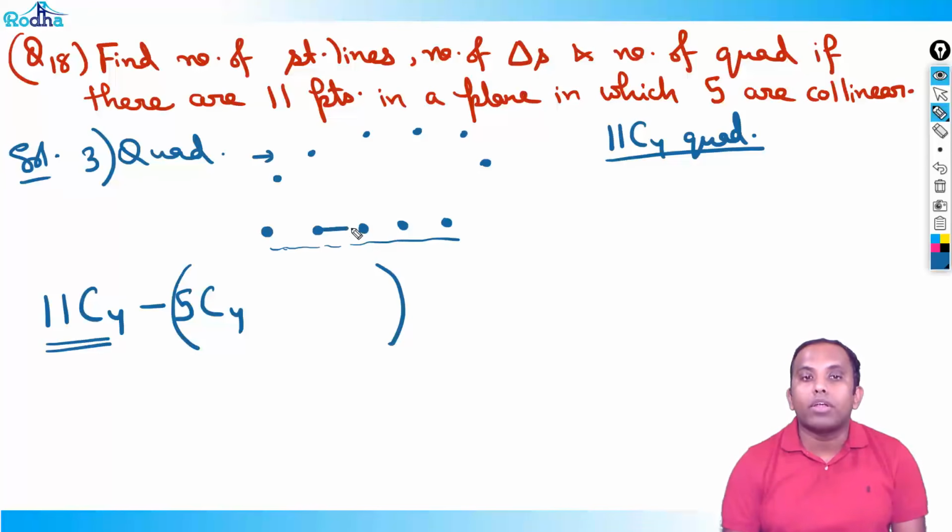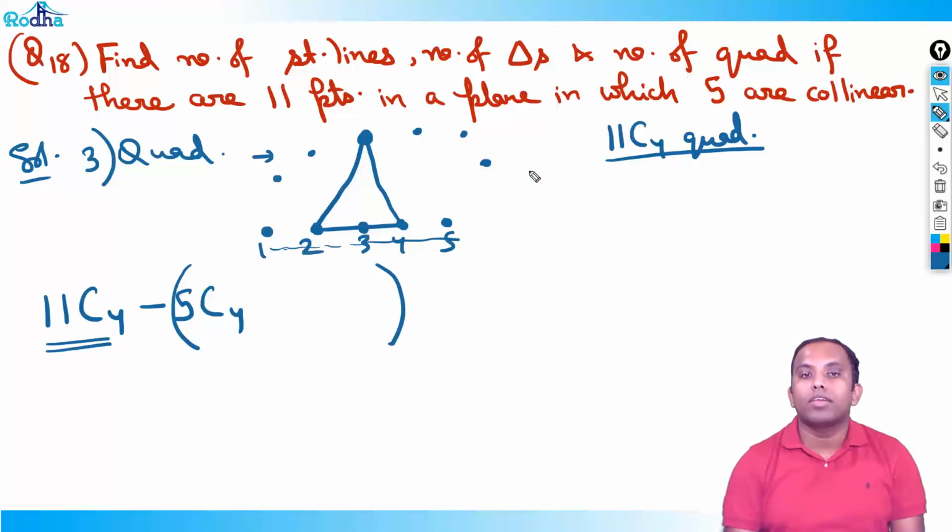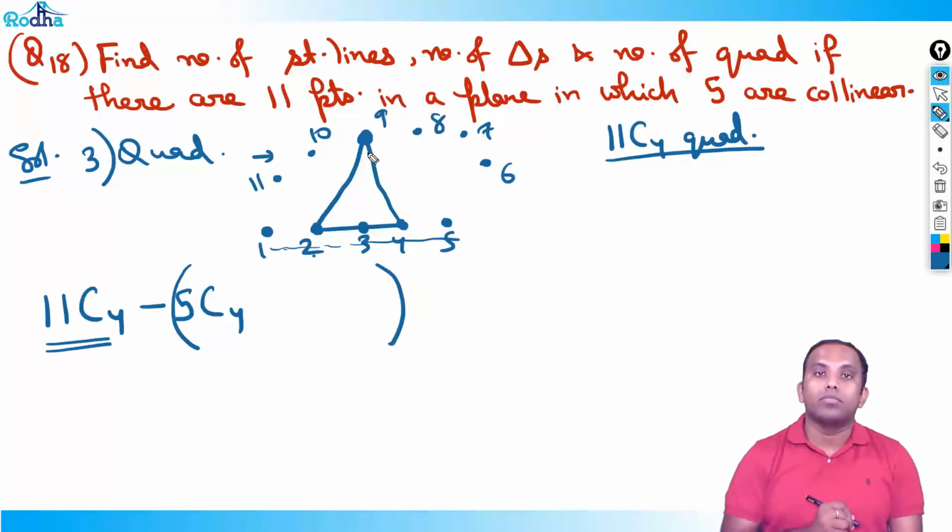Let's say I have joined these 3 points and this 1 point. Now this is not a quadrilateral, right? When you write 11C4, that means every possible group of 4 is taken. This also would be a group of 4 points. Suppose the points are numbered 1 to 11. So 2, 3, 4, 9 will also be a group of 4 out of 11C4. But if I join these 4 points, I will not get a quadrilateral. So in quadrilateral, I have to subtract one more case. Very important point.